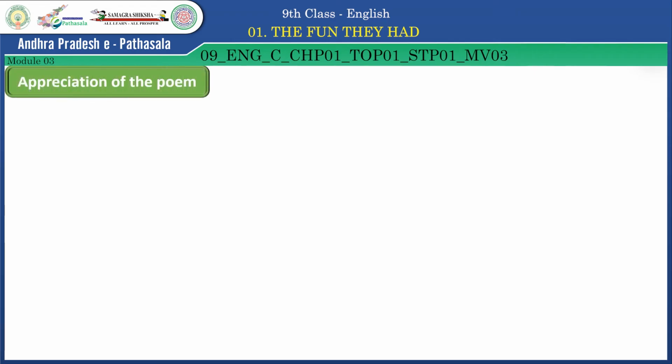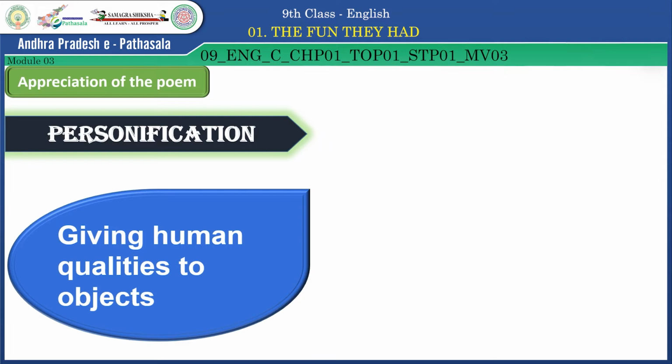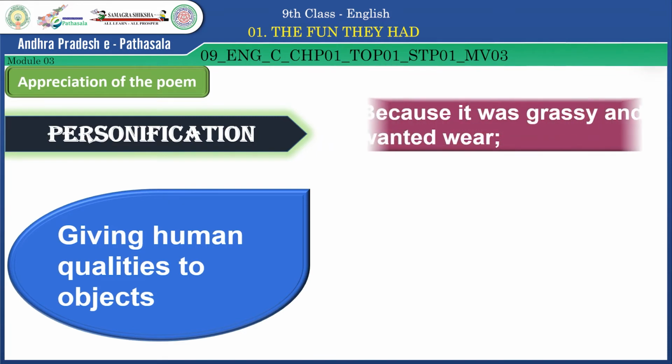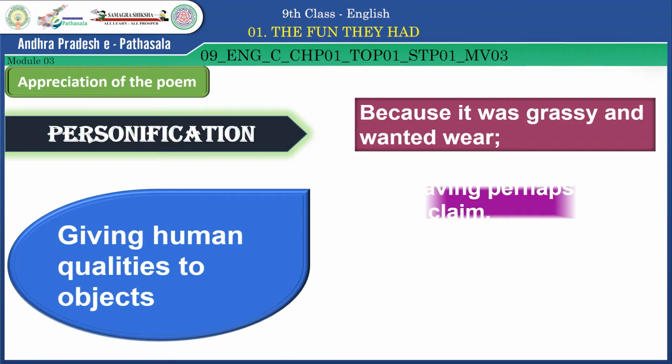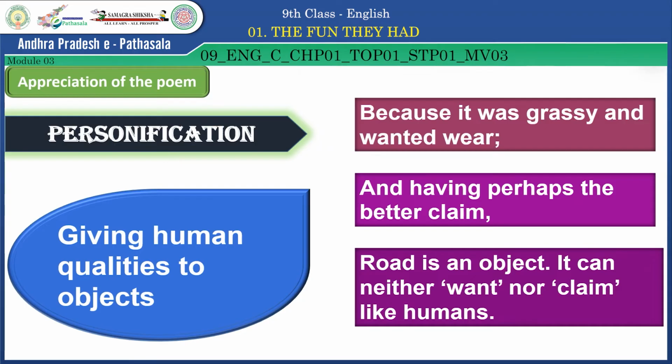The poet here uses personification, that is, giving human qualities to objects. If you observe the lines, because it was grassy and wanted wear, and having perhaps the better claim, you will understand that the road is an object. Like a human being, it can neither want nor claim. Here, the poet makes use of personification.